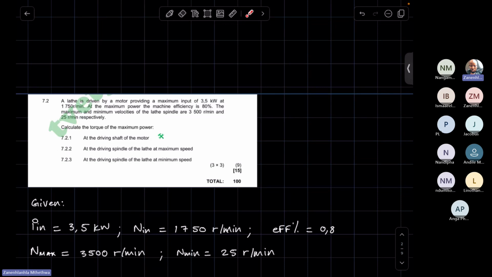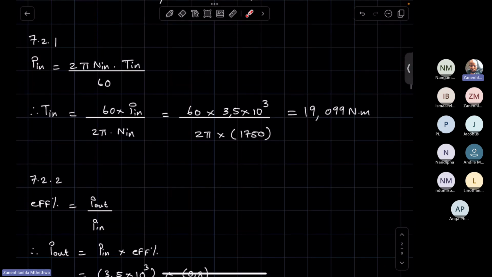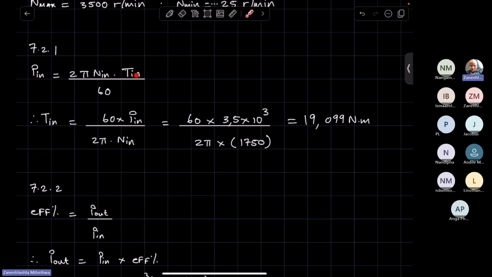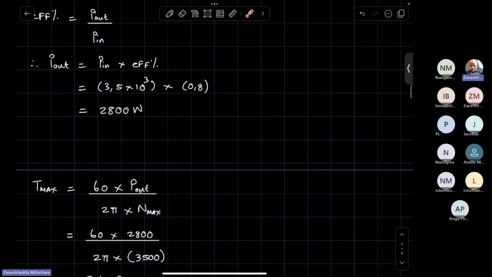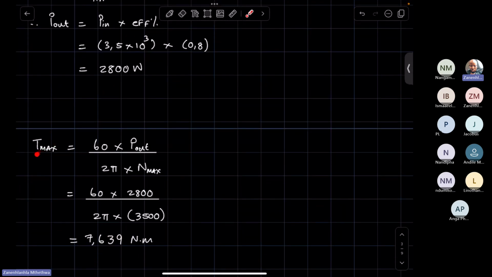Once you have this, remember what it is you're looking for. You're looking for the torque at the driving spindle of the lathe at maximum speed. This is an indication that you must make use of the rotational frequency of the spindle at maximum, which is 3,500 revs per minute. So once you've calculated your output power, as you know, the formula for power in terms of torque is this one. Power is equal to 2 pi n times T. But because you've already shown this formula, you already know that if you make torque the subject of this formula, torque will be equal to this here. That is why at this point I just said, because we're looking for Tmax, remember they said torque at driving spindle of the lathe at maximum, hence I denoted this torque as just Tmax.